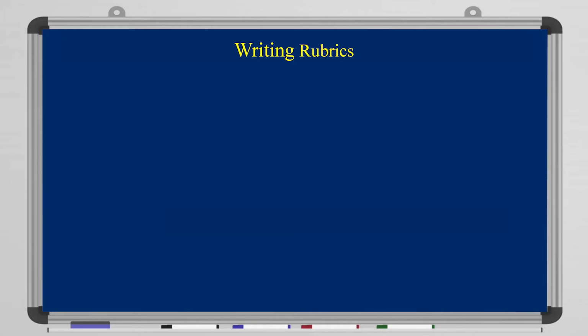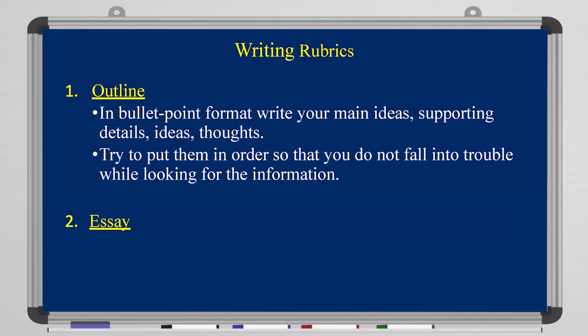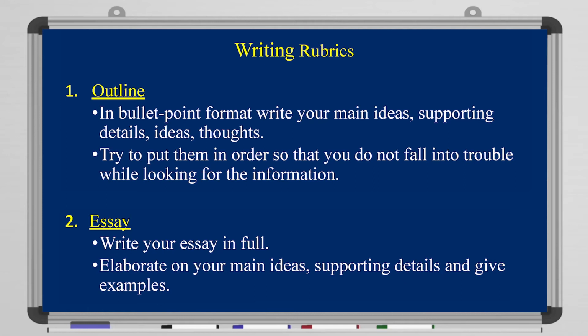Okay? Now, let's look at the writing. We've done writing before, but I want to go over it again for this unit. So, like I said, for the writing task, you need to have 2 things. You need to have an outline and you need to have the essay. We said that the outline are thoughts and ideas for you. So you're organizing your essay in bullet point format so that you know what you're going to write about next. In bullet point format, write your main ideas, supporting details, ideas, and examples, and thoughts. Try to put them in order so that you don't mix them up. Then comes the essay. The essay is where you write your actual essay in full. So not in bullet points, in full.